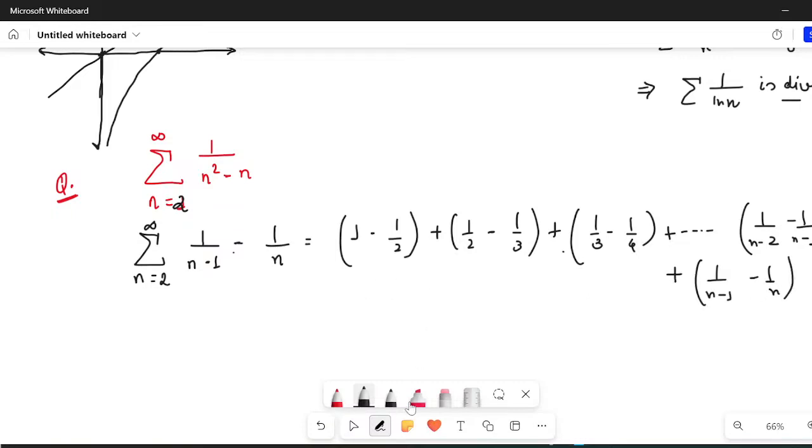Now this is the telescopic series, and you can see that in each of the brackets, the latter part is being cut by the next bracket's former part.